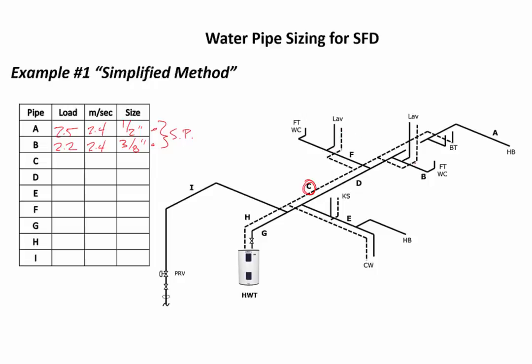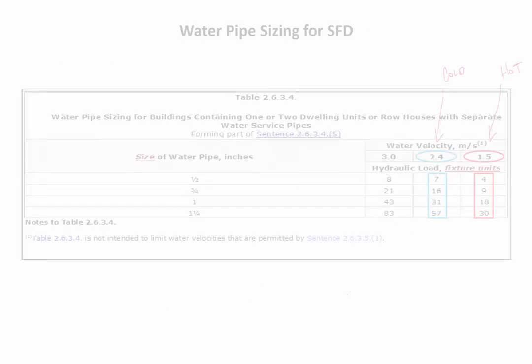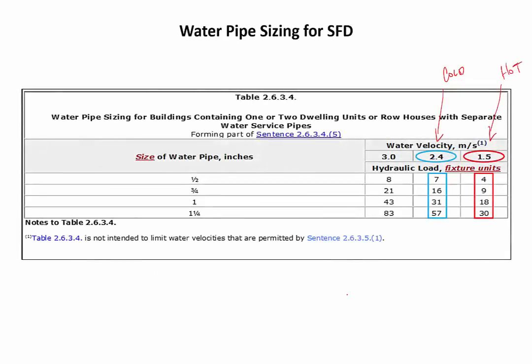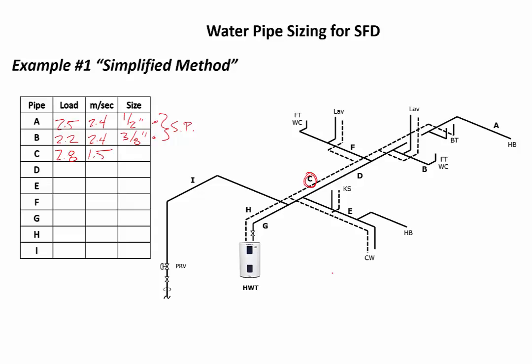So the total on C is 2 laves and a bathtub, 2.8 fixed units. It's hot, so we've got to slow it down to 1.5 meters per second. Looking at table 2634, underneath 1.5 meters per second, you can see that up to 4 fixed units, we can size the system at 1/2 inch. So for our drawing, pipe C, not exceeding 4 fixed units, 1/2 inch.